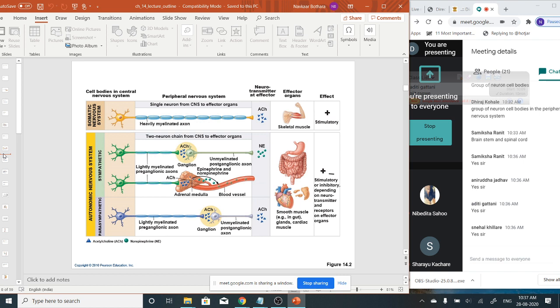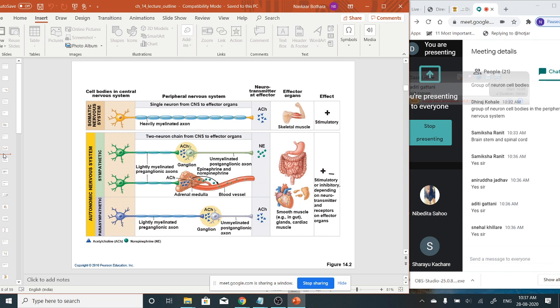In all cases of ganglion, it is always acetylcholine, whether it is sympathetic or parasympathetic. These are the preganglionic fibers releasing acetylcholine, and it is acting on the ganglia everywhere. And these ganglia, see, this is a ganglia.